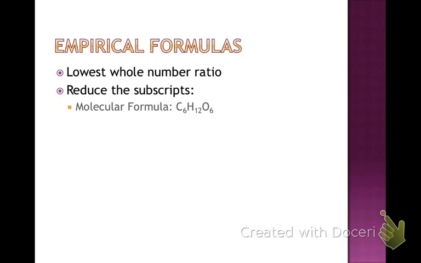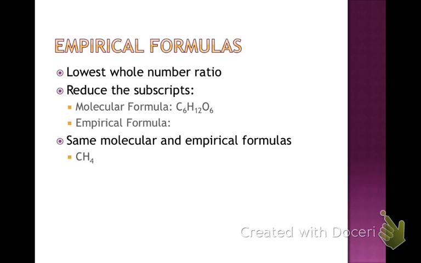An example of a molecular formula will be C6H12O6. You remember this as glucose from back in bio. Let's go ahead and write its empirical formula. We know it still needs to have carbon, hydrogen, and oxygen, but we're just going to reduce down the numbers to the lowest whole number ratio. Here we have 6, 12, and 6. Each of these numbers can be reduced down by 6. That gives us 1 carbon, 2 hydrogens, and 1 oxygen. So the empirical formula of C6H12O6 is just CH2O.